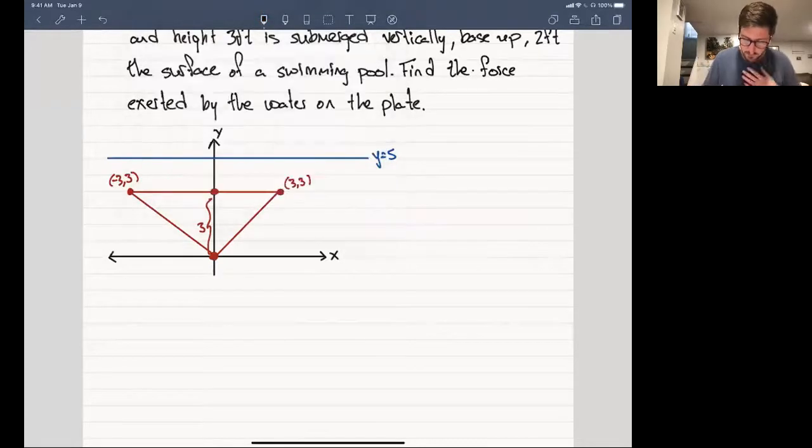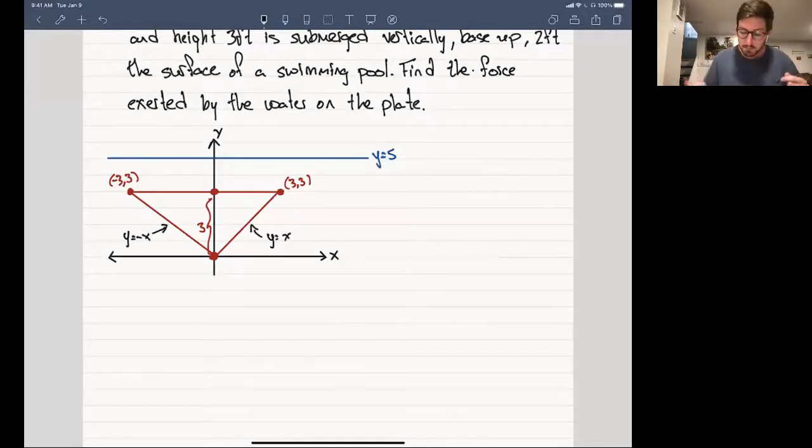So we can see that this goes through 0, 0 and 3, 3. This is a very, very simple formula. This is y is equal to x. Similarly, this line is given by y is equal to minus x. Okay. And so now the question is, how do we set this thing up? How do we turn this into a Riemann sum?